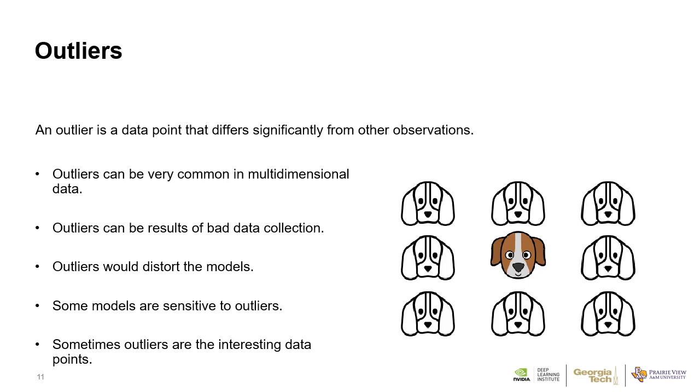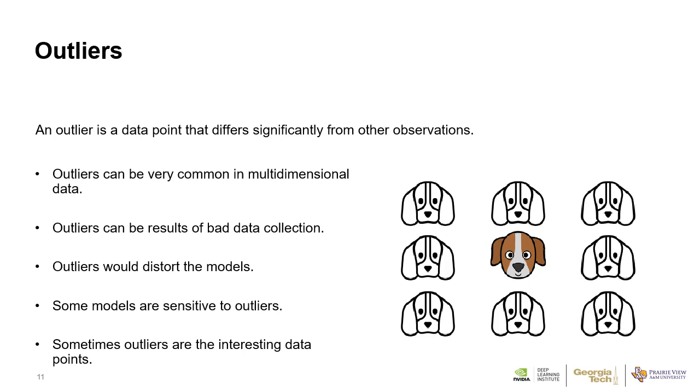Outliers are very common in multi-dimensional data, such as high-dimensional data. Outliers would distort the models, which will decrease model performance significantly. For example, outliers will reduce the clustering performance with the k-means clustering method. Some models, such as k-means clustering methods, are sensitive to outliers.